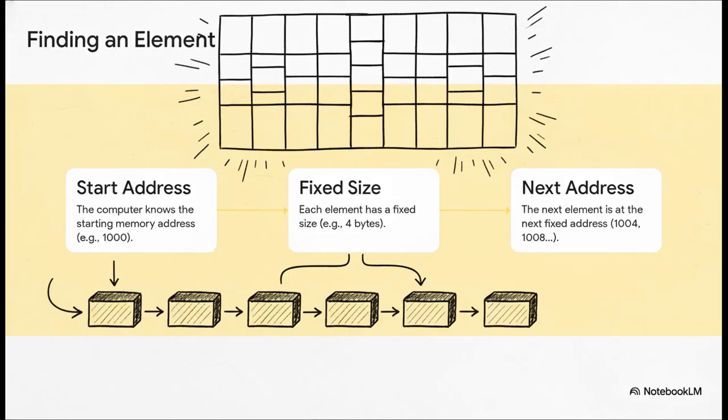Okay, so think of your computer's memory as this gigantic grid with an address for every single spot. When you create an array, the computer finds an empty block and it just remembers the starting address. Let's say it's address 1000. And because every item in that array is the same type, it knows they all take up the exact same amount of space, maybe 4 bytes. So if the first item is at 1000, where's the next one? Well, it's got to be at 1004. And the one after that, 1008. It's perfectly predictable. There's no guesswork at all.